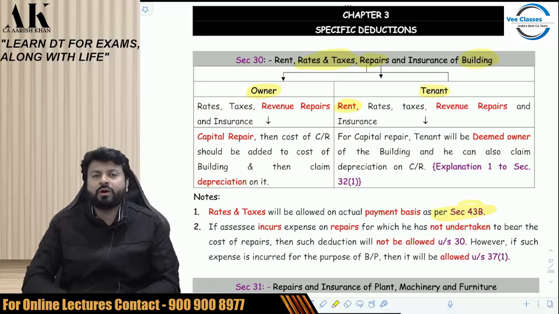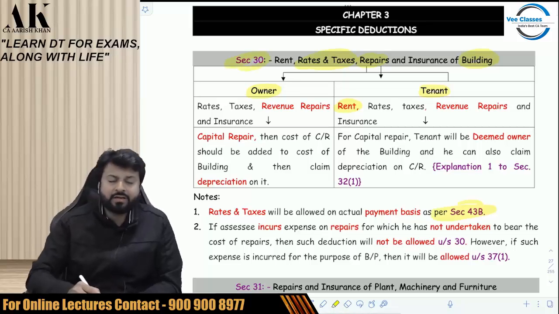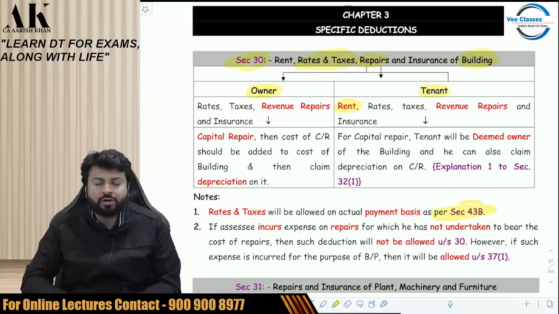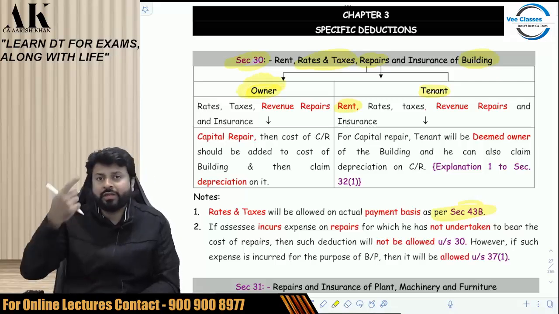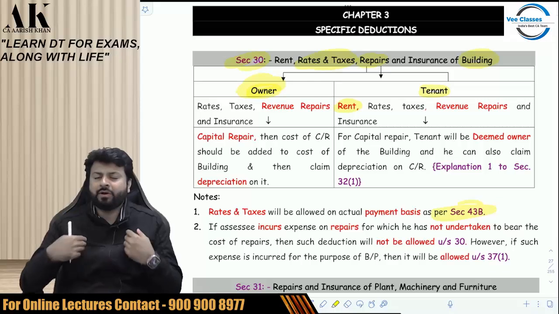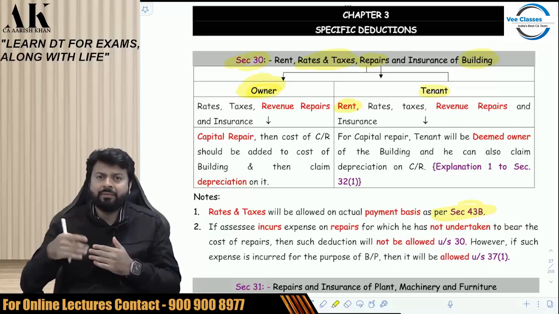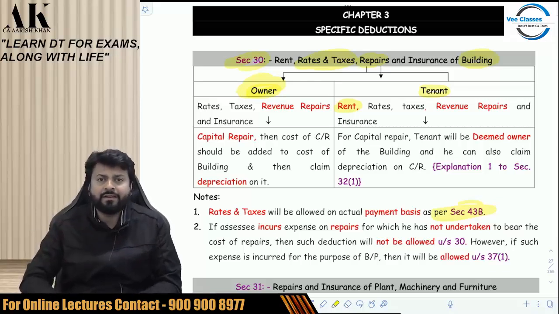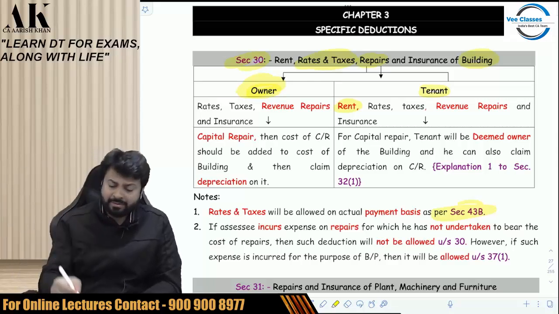So what if I do a capital repair? Will I get deduction or not? Let me tell you. By default, what is covered in section 30 is only revenue repairs, not capital repair. Sir, can I get deduction of capital repair? Let me tell you. If I am the owner of a building and I am doing a capital repair on that, then you can capitalize that amount and you can claim depreciation on it.